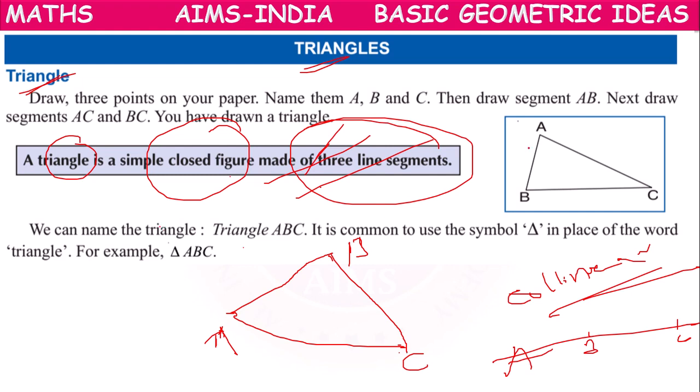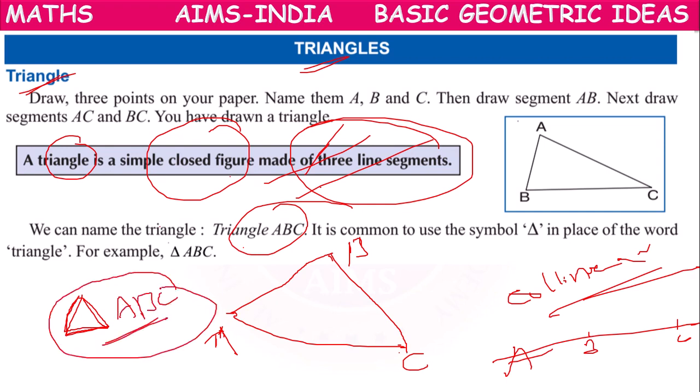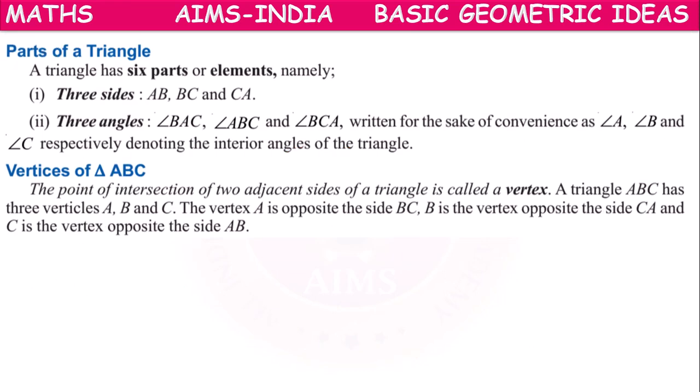We can name this triangle ABC. Commonly, the triangle symbol, the delta symbol, is used to represent a triangle. So triangle ABC can be represented like this. Instead of writing the word triangle ABC, in place of the word triangle, we can use this symbol.